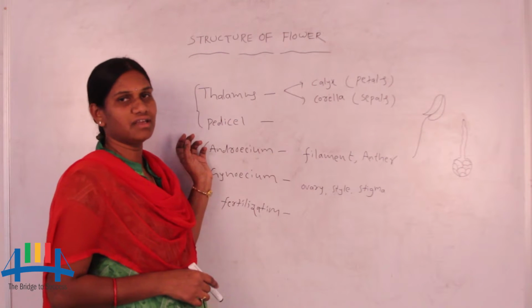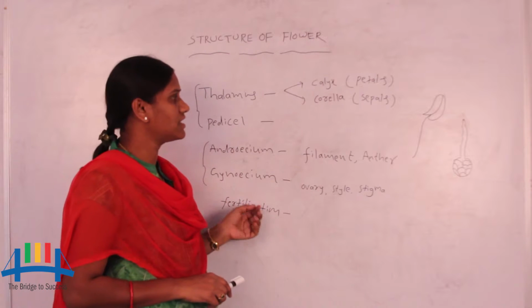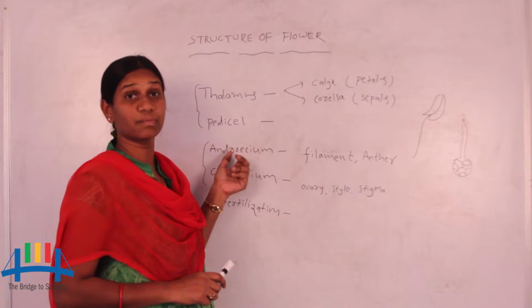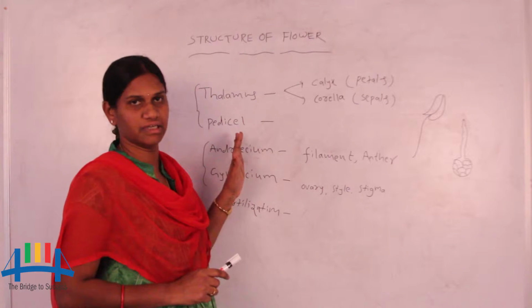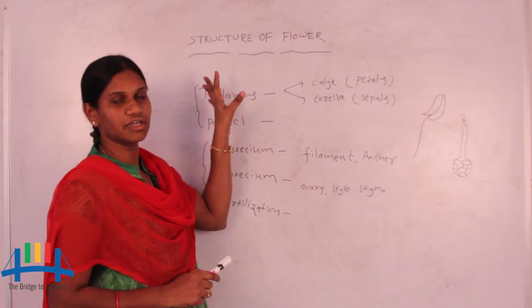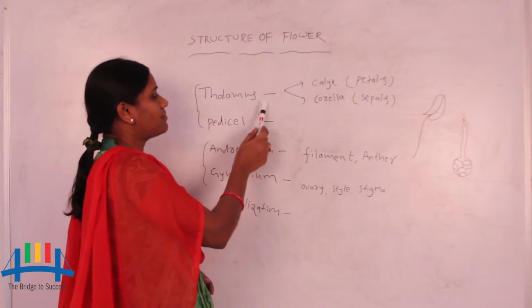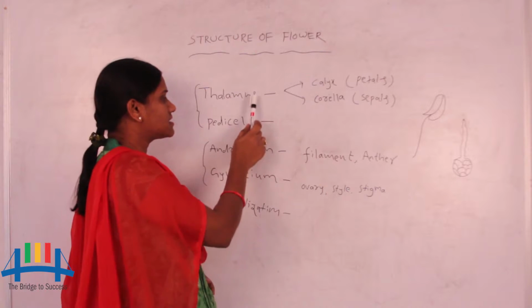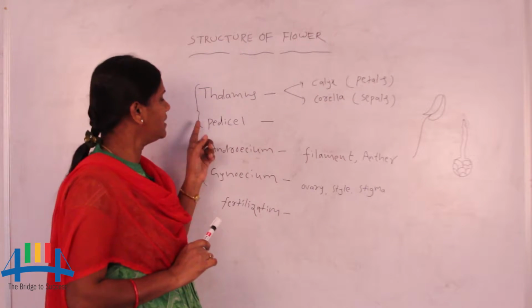Hi friends, today we are going to discuss the structure of a flower. What are the internal parts in the flower, and what is the function of each? We are going to discuss that here. First, when you divide a flower, commonly there are two major parts: the thalamus and the pedicel.